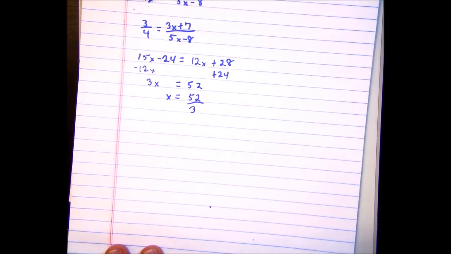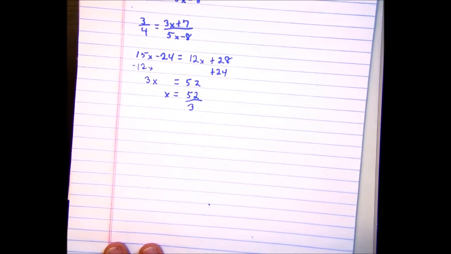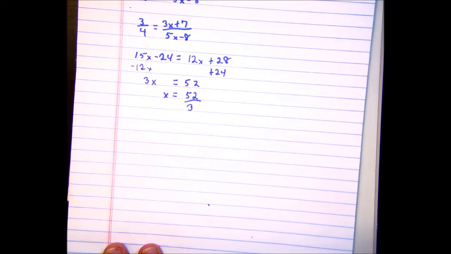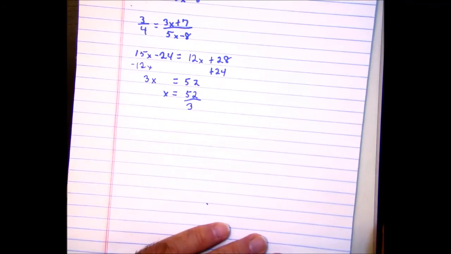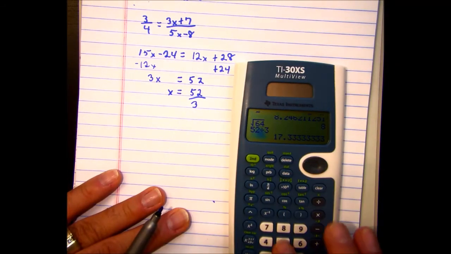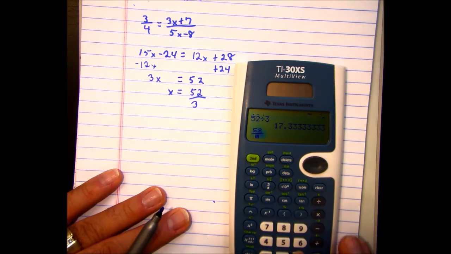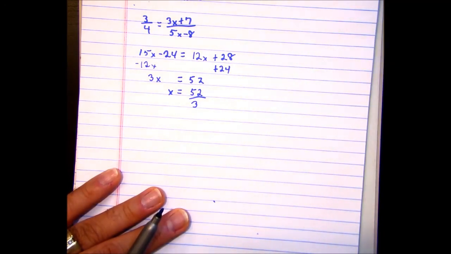Remember, if you divide a number and it doesn't go in evenly, rather than writing it as a continuous decimal, you just leave it as the fraction, 52 over 3. Now, some of you sit there, oh, well, I'm not sure if that reduces. That's when you use your calculator and go 52 over 3 and hit enter, and it is reduced, 52 over 3.